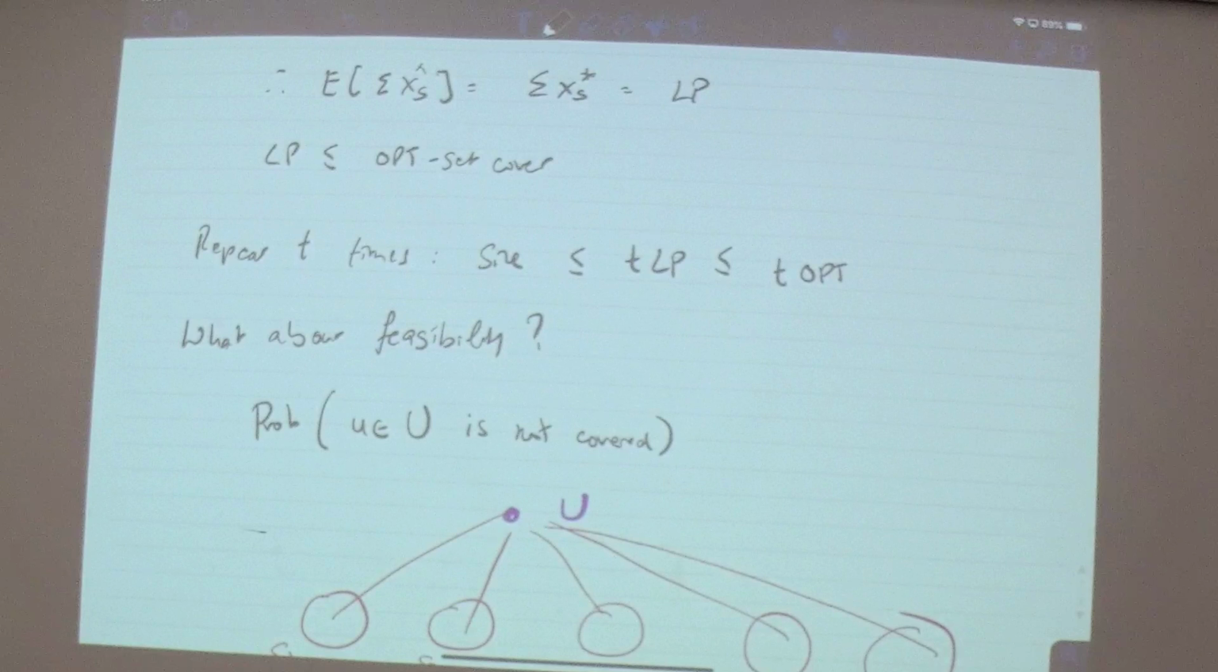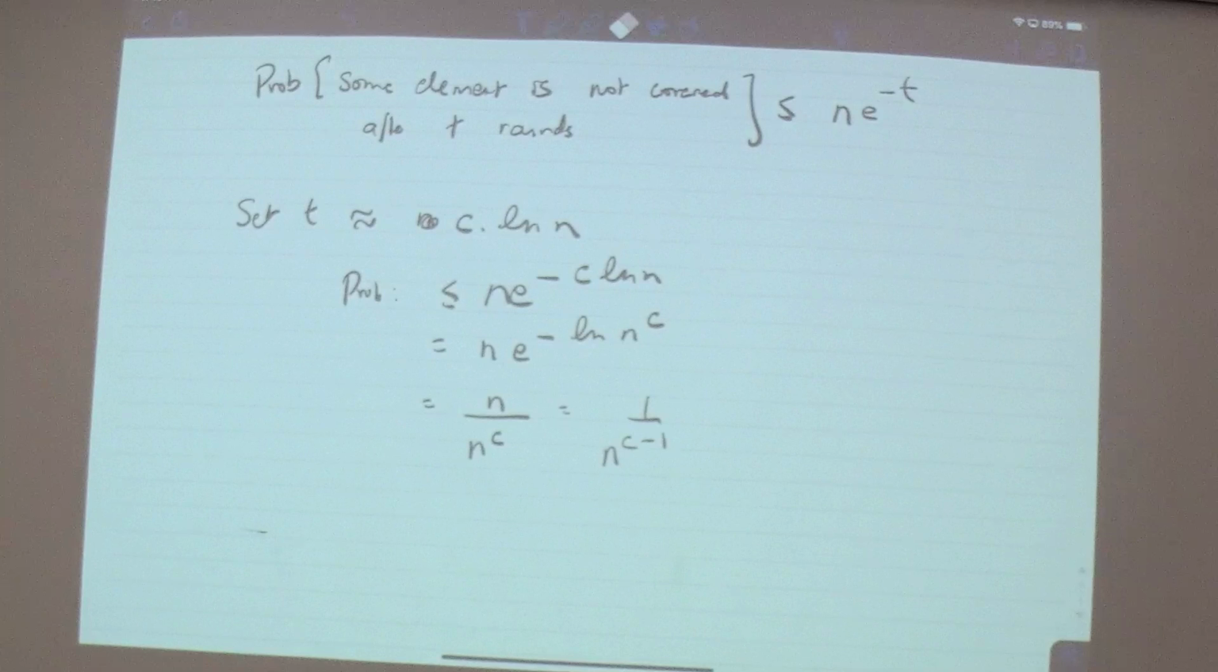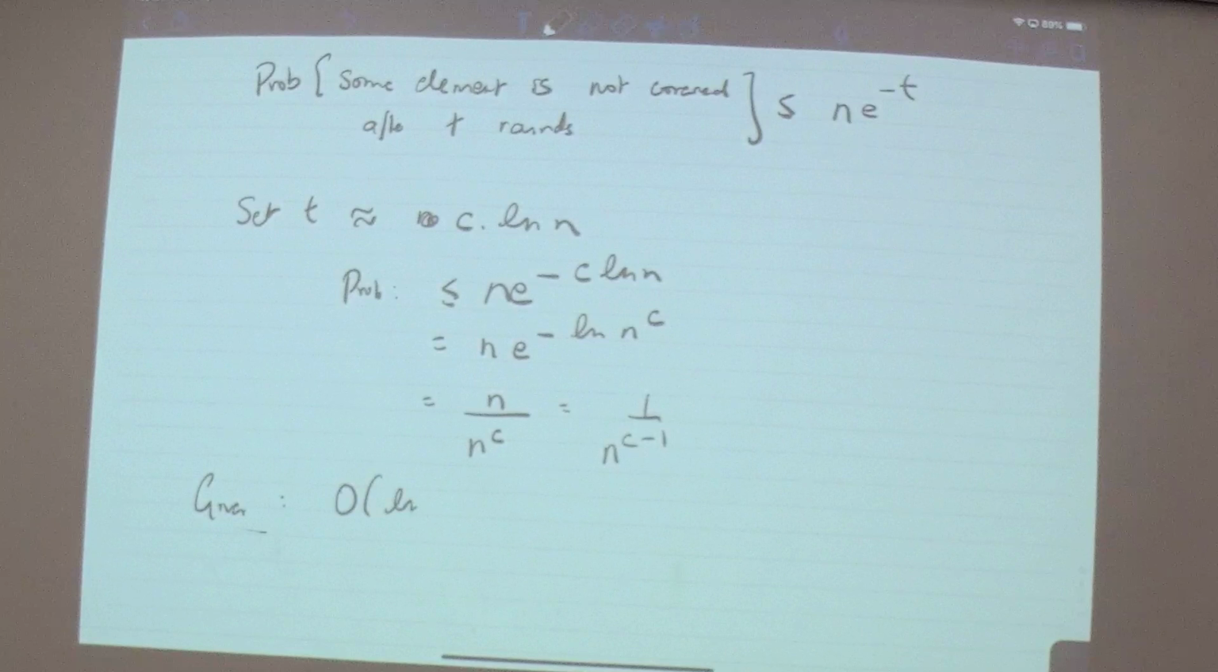So unlike in the previous cases where feasibility was taken care of deterministically, and you just had to calculate how good the approximation was, here you have a choice. You can get a better answer but with higher risk of infeasibility, or a slightly worse answer with lower risk of infeasibility. And the point at which the risk of infeasibility becomes acceptably small is t equal to log n. So this gives an O of log n approximation.